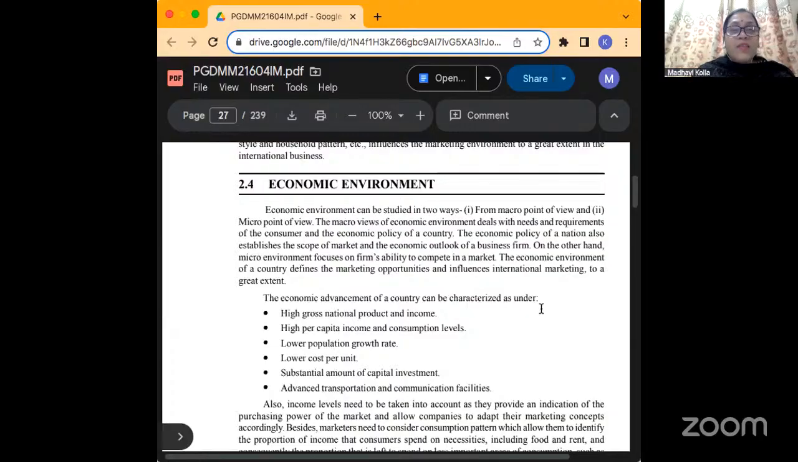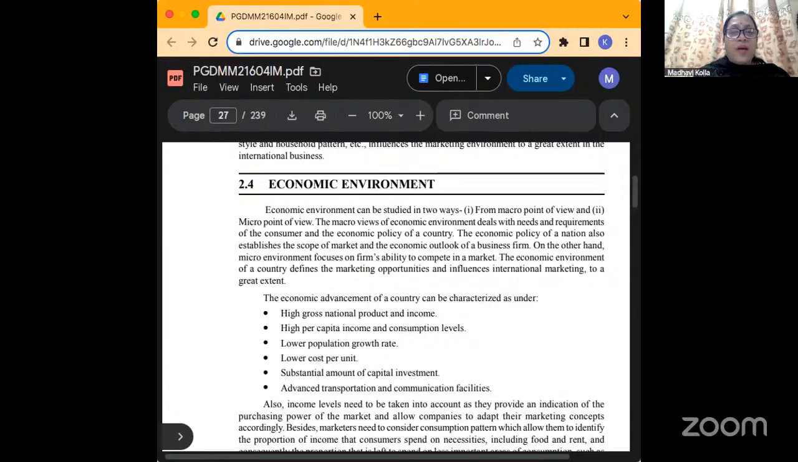The second factor that we need to consider is economic environment. So when we are talking in terms of economic environment, we need to again study this in two ways. The first and foremost is from a macro point of view. So what is this macro point of view? Macro point of view fundamentally talks in terms of the larger picture. Who is our audience? But more than that, it is not just the consumers or competitors, it is also, as we have been discussing, the government, the regulations, and multiple other things.